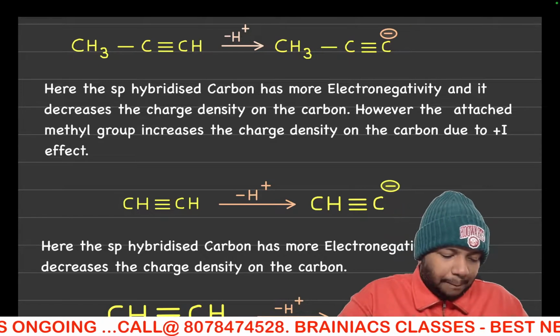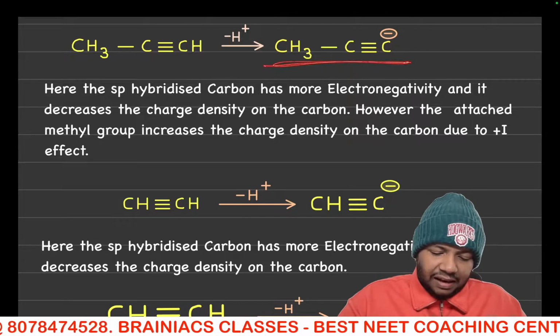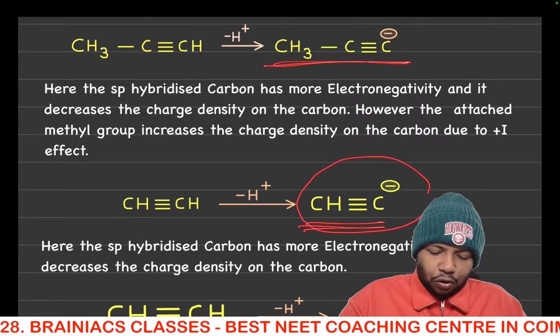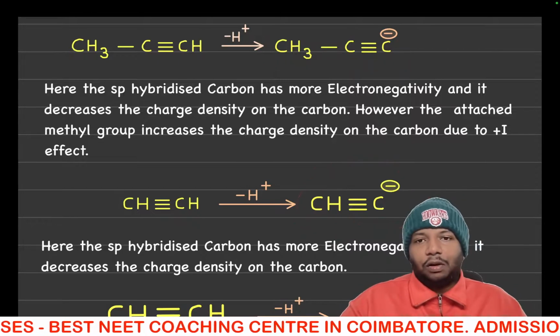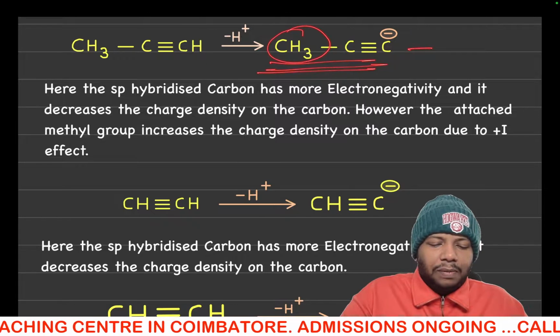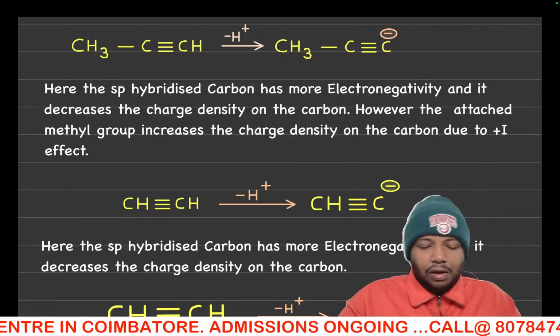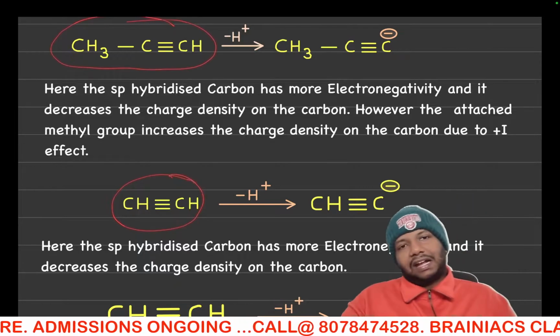So I can say, comparing this species and this species, this would be more stable. Why? Because there is no plus I effect of the methyl group here, but this has plus I effect of the methyl group. That will make this compound a little unstable. So I can say this is highly acidic compared to this terminal alkyne.